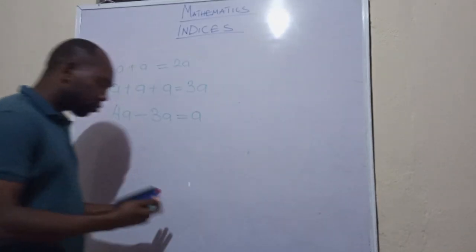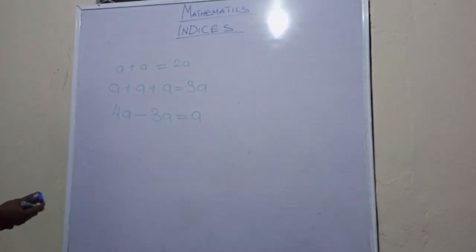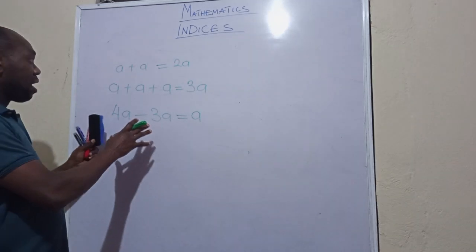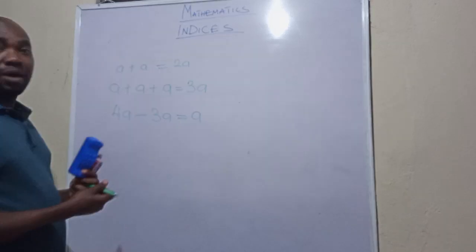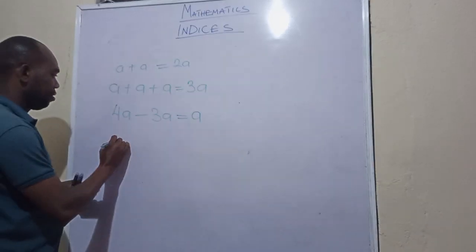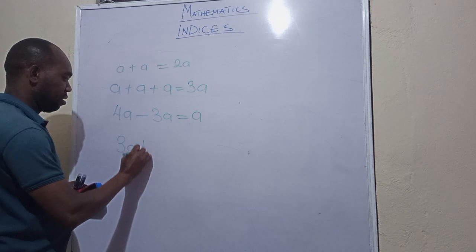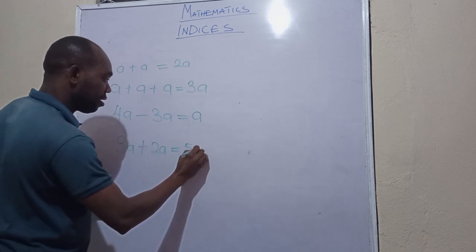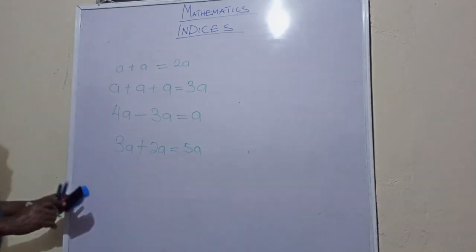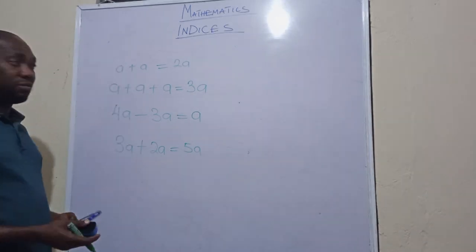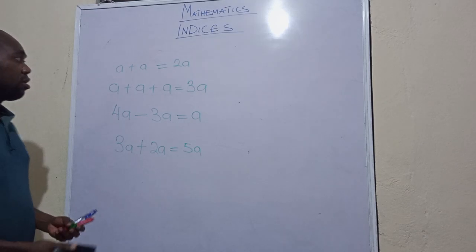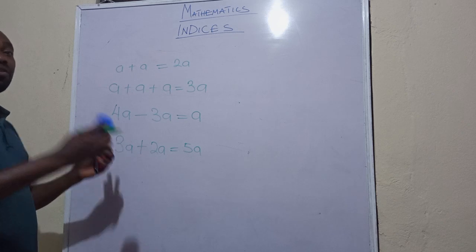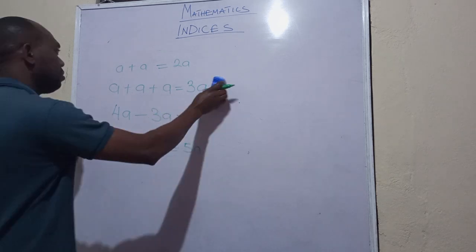So now I have been able to talk about addition of alphabets. Now look at this. If we have 3A plus 2A, we will say it is 5A, right? And this is the elementary aspect of algebra expression. But now let's look at these alphabets in another way, another calculation.